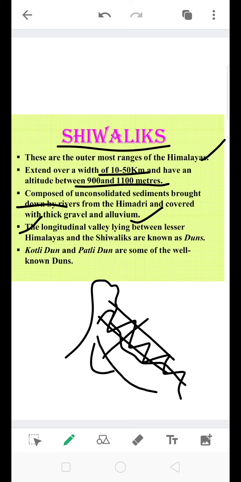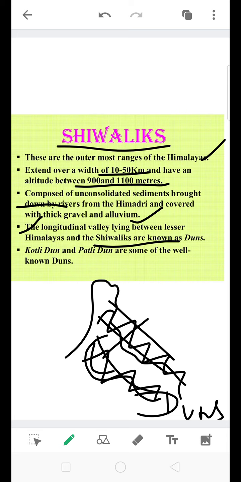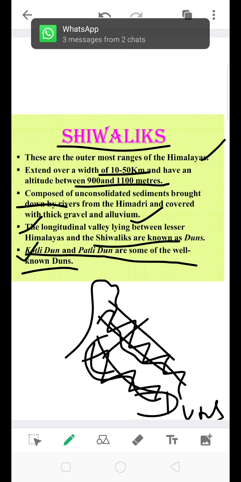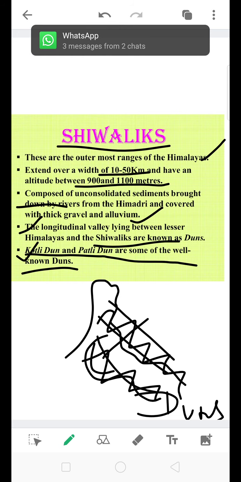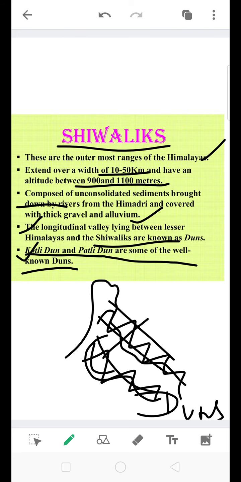The longitudinal valleys lying between the Lesser Himalayas and the Shivaliks are known as duns. So over here, the place or the hill station which is situated is known as a dun. Dehradun is an example. It is a hill station where we have hills, and it is a valley between the Lesser Himalaya, that means the middle Himalayas, and the last range, that is the Shivalik range. Kotli Dun and Patli Dun are some of the well-known duns, hill stations where people go for tourism.